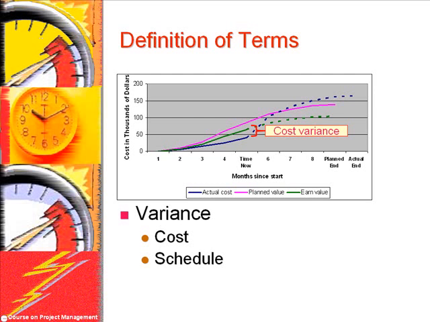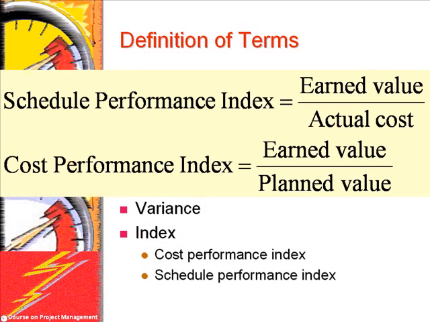This graph shows the cost variance as the difference of earned and actual cost. This graph shows the scheduled variance as the difference of earned and planned value. The cost performance index is the ratio of earned value to actual cost. It can be used to forecast cost overruns. The scheduled performance index is the ratio of earned value to planned value and can be used to project time overruns.